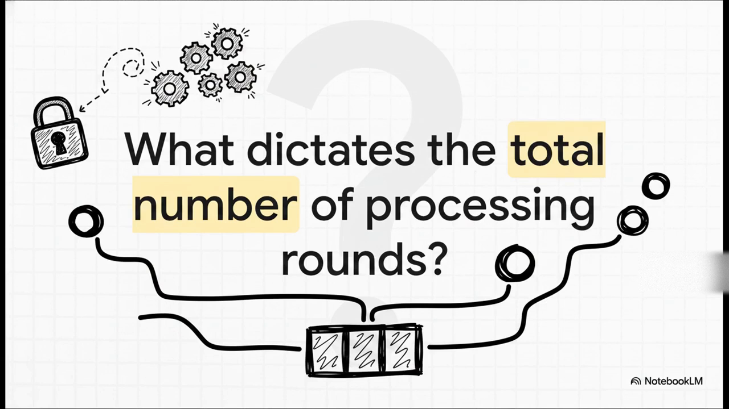Throughout this explainer, you might have noticed we've been using the letter N to describe the total number of processing rounds. We haven't just given you a static number, like 10 or 12. And there's a reason for that. The number of rounds in AES is entirely variable. So what actually tells the factory how much work to do? What's the boss? The answer is the size of the original input key.